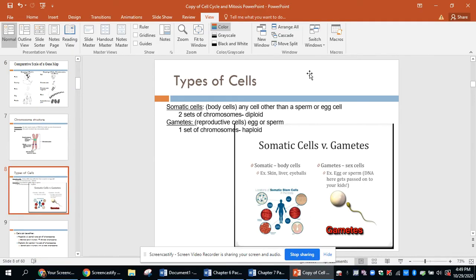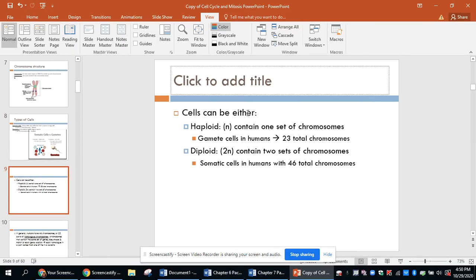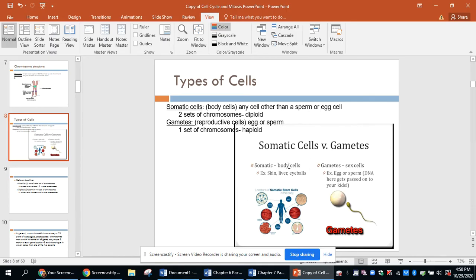They have body cells or somatic cells, and they have reproductive cells or gametes. And these are going to be very different. Your body cells, like your hair, your skin, your heart, your muscle, your blood cells, all of those have two sets of chromosomes, or they're diploid, because we get one set from our mom and one set from our dad. Reproductive cells, however, are haploid.